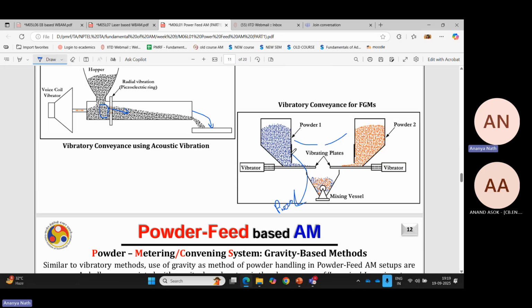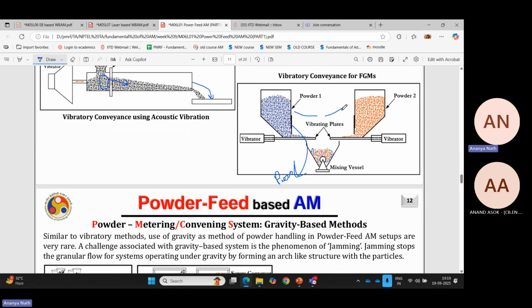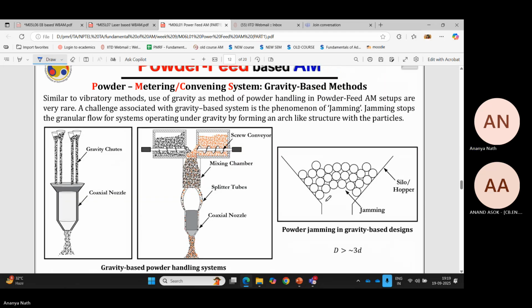This is the piezoelectric material which vibrates, through which the powder is coming. It's getting mixed in the stirrer or mixer and then comes to the deposition zone. Then, as I said, there can be the coaxial nozzle also, where your central hole will be present for the laser, but through the circumferential holes, the powder will come.